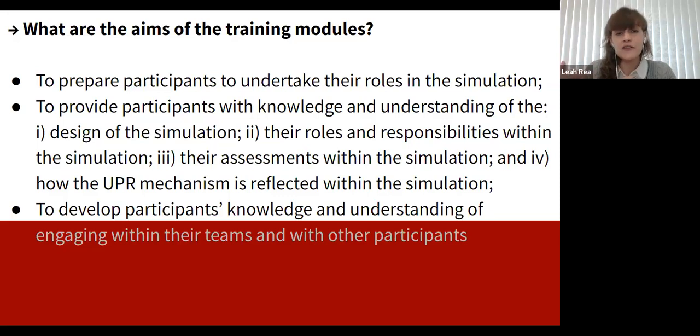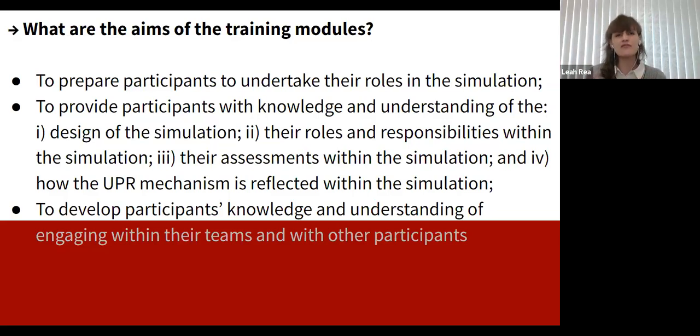And within that as well, also, how do you see assessments as a means of self-reflection on your own performance and evaluating your performance? And then, like I said, more specifically, understanding the connection between the UPR mechanism and the simulation and how the real life structure is reflected in the Padova model.